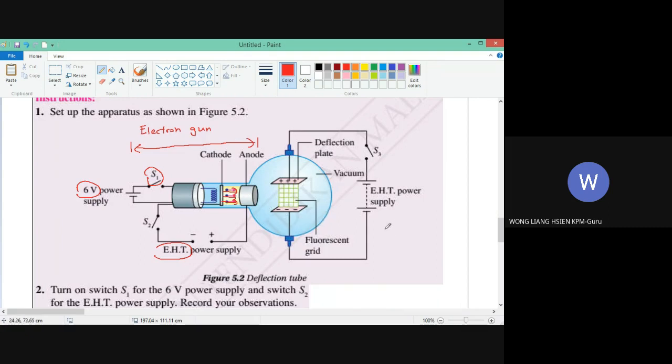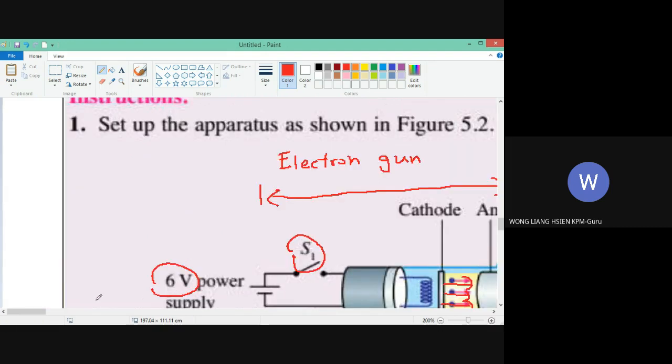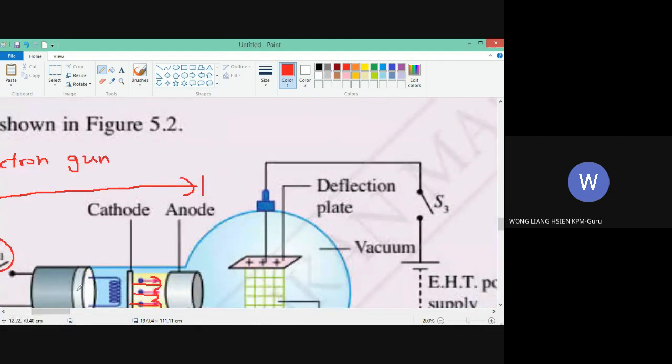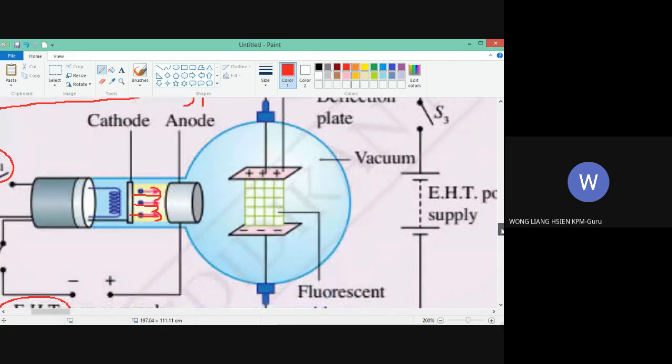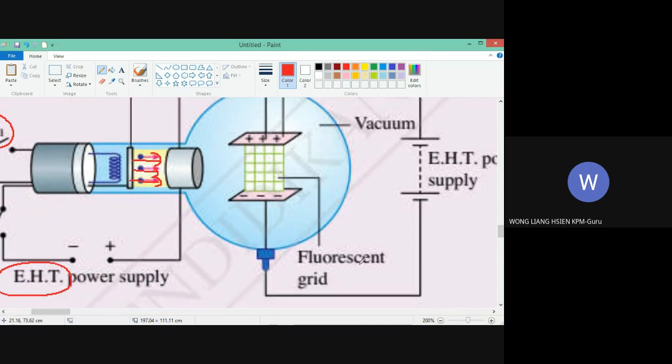Now you look here. There's a screen here. This is the fluorescent grid. Why is it called a fluorescent grid? Because this plate that looks like a grid is coated with a chemical that can produce a fluorescent effect. What is the fluorescent effect?